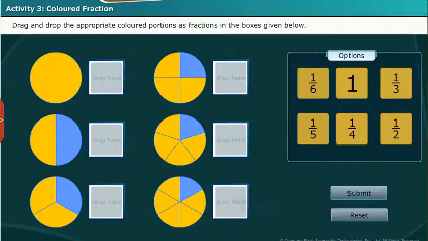Now we do an activity on colored fractions. Drag and drop the appropriate fractions suitable for the images in the boxes given below.